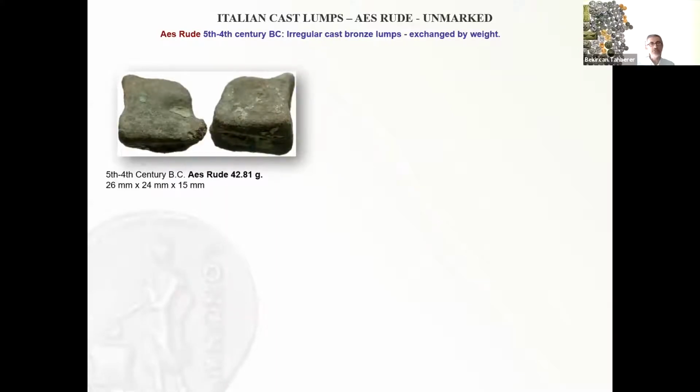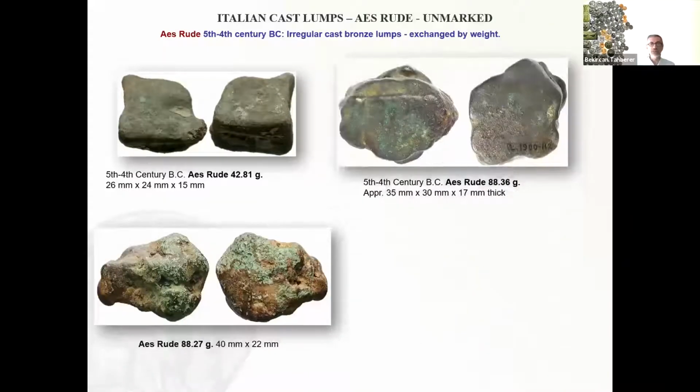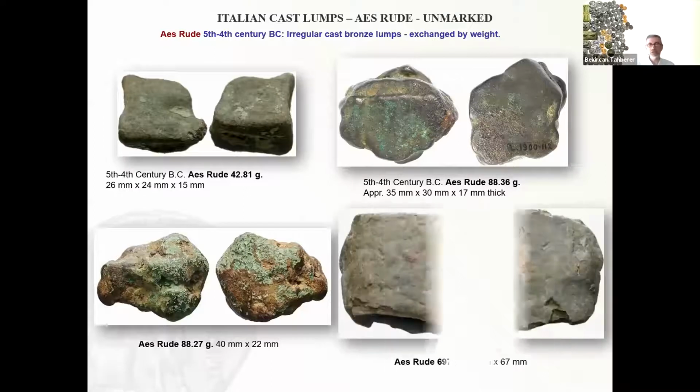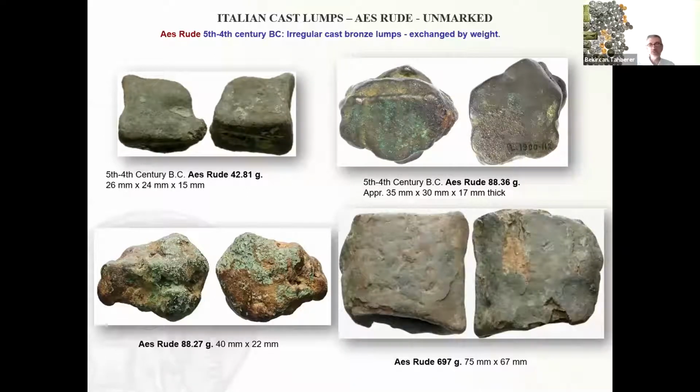As I said, they started with aes rude in the 5th, 4th century BC, irregular cast bronze lumps exchanged by weight. And they came in so many different crude shapes. They didn't even bother to create a mold. They simply cast them into whatever hole they could find. And interestingly, they don't come with an organized denominational weight standard. They come in so many different weights.